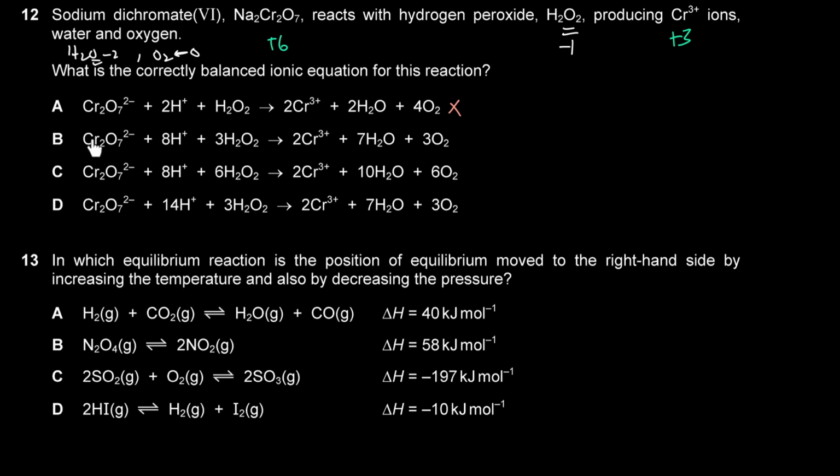And then if you look at the charges, we have 2 minus plus 8 times 1 plus, that's plus 6. And then on the right hand side is 2 times plus 3, that's plus 6. So the charges are balanced on both sides. So in this case, the atoms and the charges on both sides of the equation are balanced. So the answer is B.